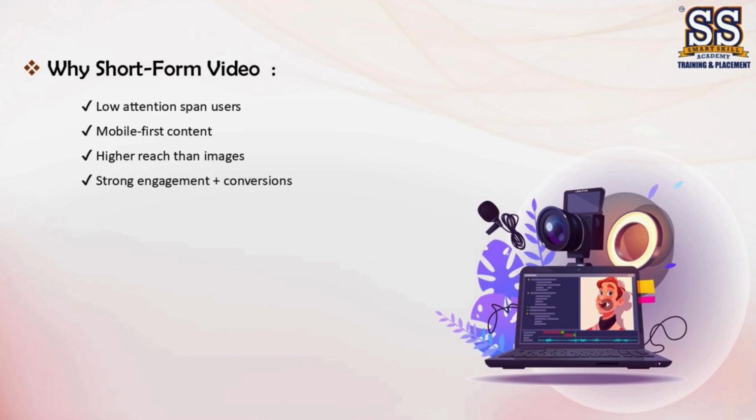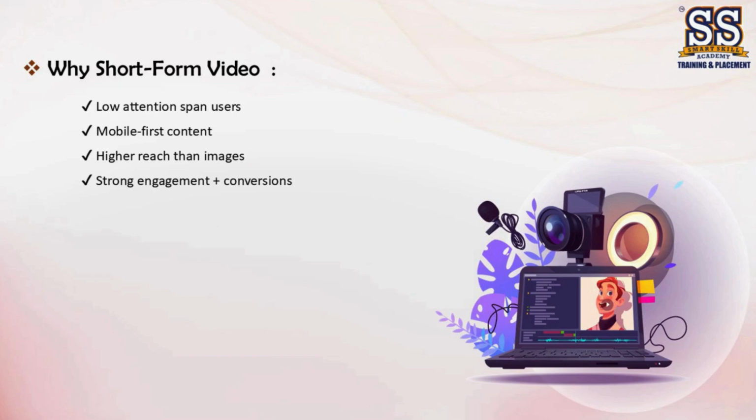From an algorithmic standpoint, video is king. Platforms like Instagram, TikTok, and YouTube Shorts prioritize video over static images. This means higher organic reach, allowing your brand to land on the screens of people who don't even follow you yet. Finally, the bottom line, strong engagement and conversions.